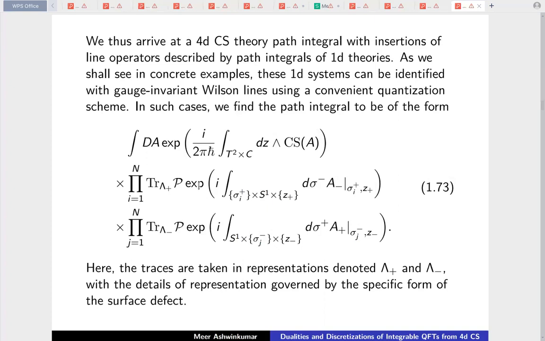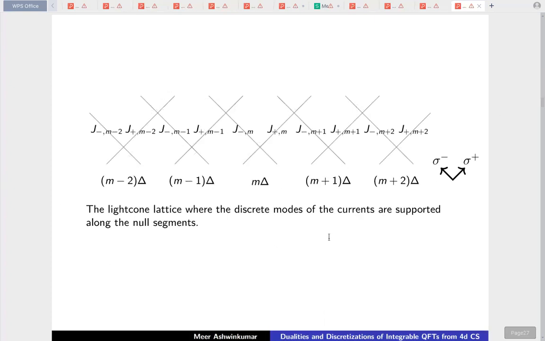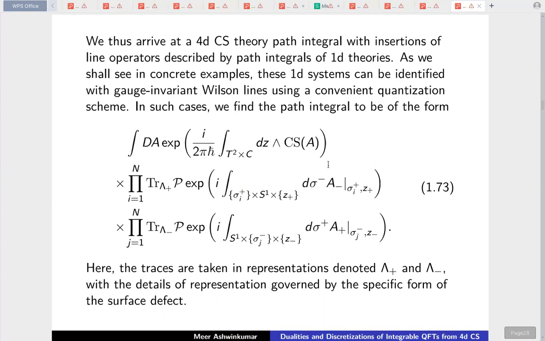And the result is that you get 4D Chern-Simons theory coupled to line operators which are all in some light cone direction. And the configuration looks like this diagram over here. And so you basically obtain a lattice model. Because each intersection of the Wilson lines has an R matrix living there, you have R matrix elements at each intersection, and this builds up the partition function of your lattice model. And so the result is that the discretization of the integrable field theory is really an integrable lattice model that one might encounter in statistical mechanics.